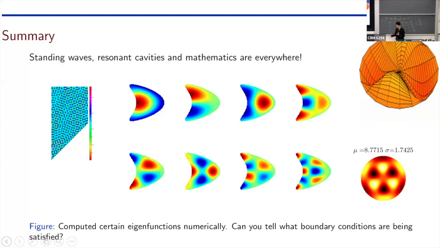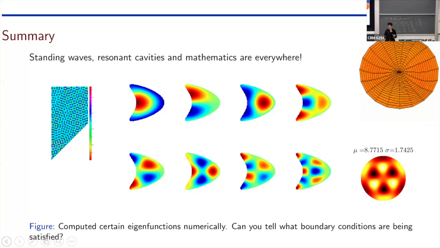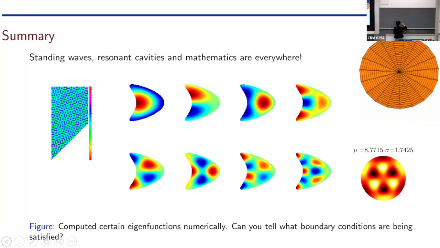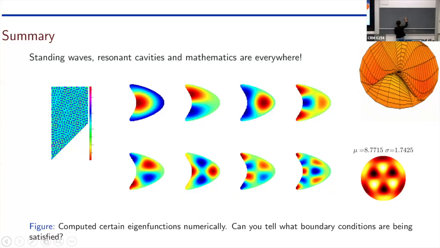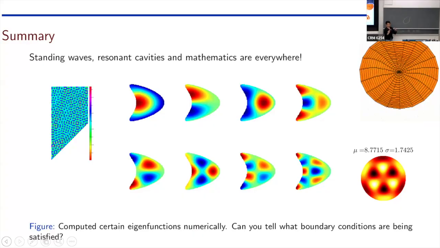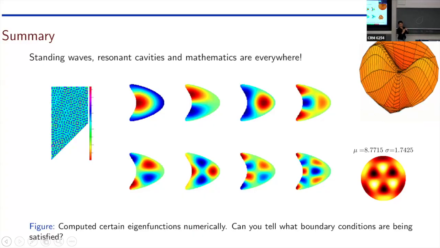However, if I take a smooth domain, think about something like this. So this is still kind of rounded over here. And then I kind of pinch down. Then all bets are off.